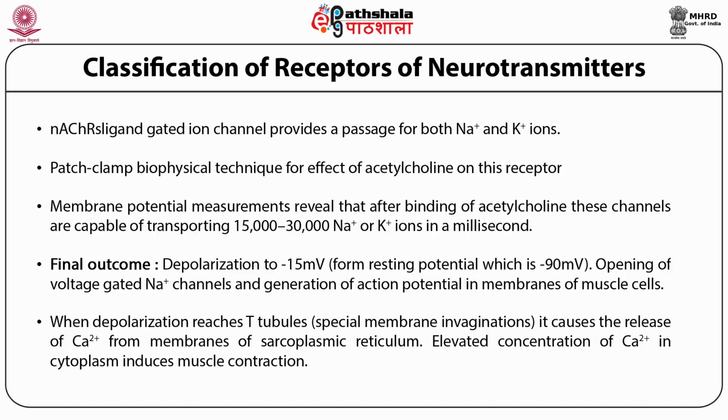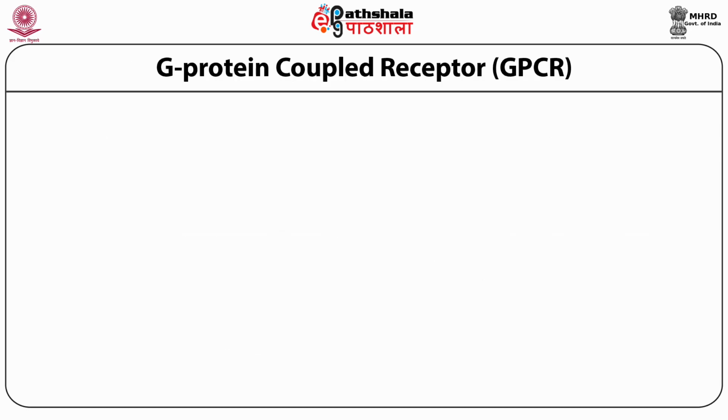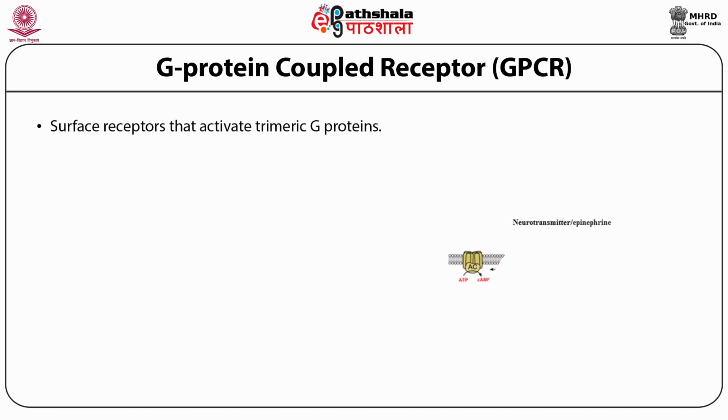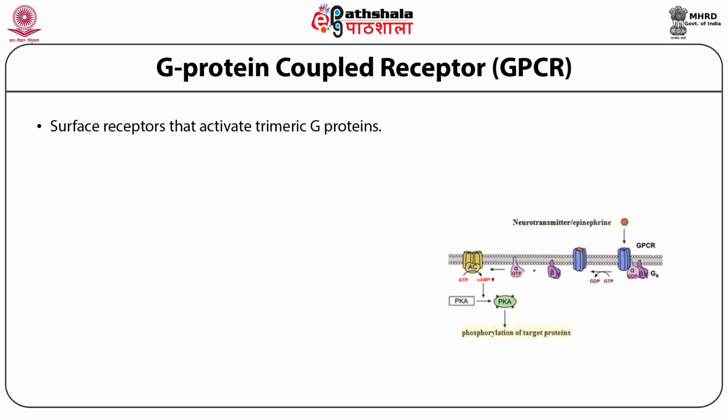Acetylcholine from a single synaptic vesicle induces the opening of about 3000 ion channels. Spontaneous depolarization results in the quantal release of acetylcholine molecules, which further leads to opening of millions of ion channels. G-protein coupled receptors include a huge family of surface receptors that activate trimeric G proteins. There are thousands of GPCRs found in humans which are responsible for vision, smell, taste, and maintenance of body metabolism.